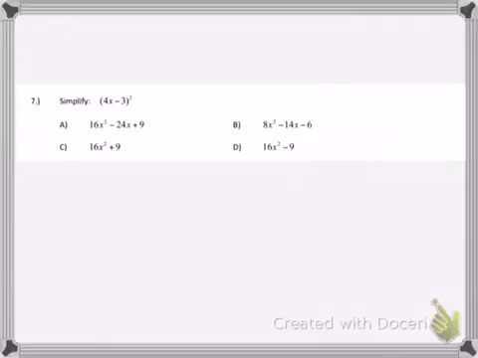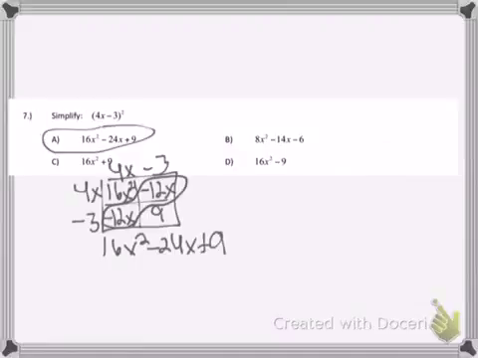Simplify 4x minus 3 squared. Now here I use my area model and multiply. Then I combine my like terms. And I end up getting 16x squared minus 24x plus 9.